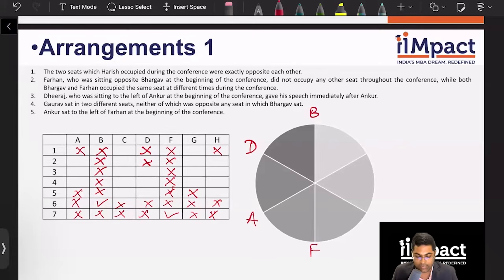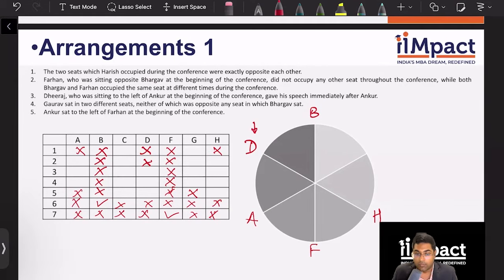Now in this, what can I say? Now, guys, can Harish sit over here? If Harish sits here, that means Harish will have to sit over here after his speech, right? That means Harish would be just before Dheeraj.